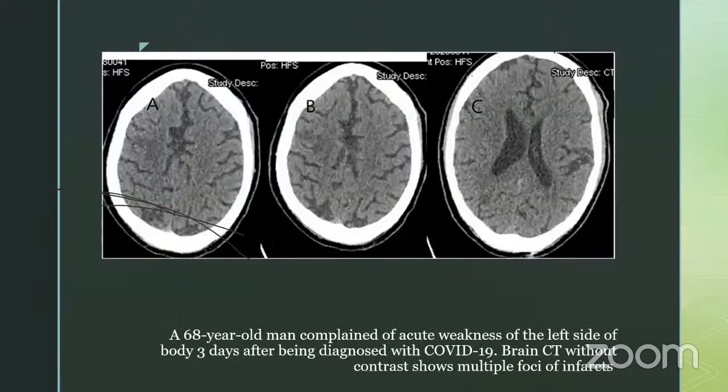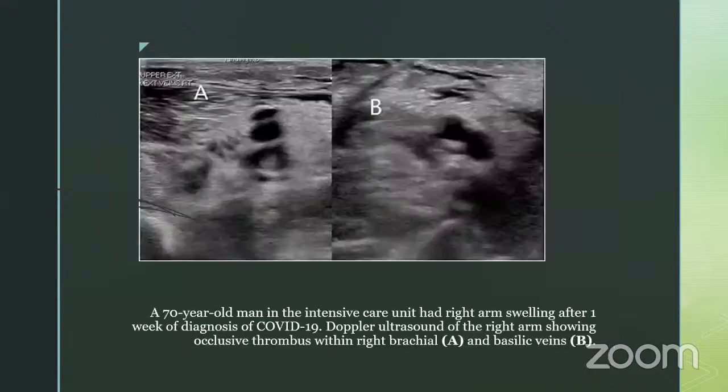Such widespread involvement of multiple body systems is attributable to the expression of ACE2 receptors. For example, this case belongs to a 68-year-old man who presented with acute weakness on the left side of his body for 3 days. He was diagnosed with COVID-19. This plain CT brain shows multiple areas of hypodensities, which are suggestive of acute infarcts in the right middle cerebral artery territory. So it is an acute thrombosis of the right middle cerebral artery territory due to COVID infection.